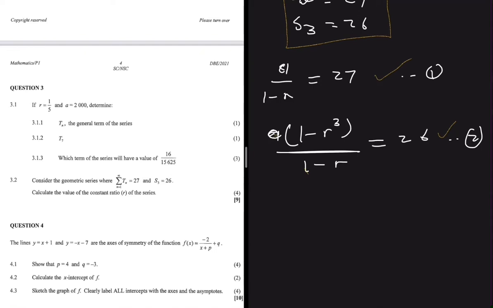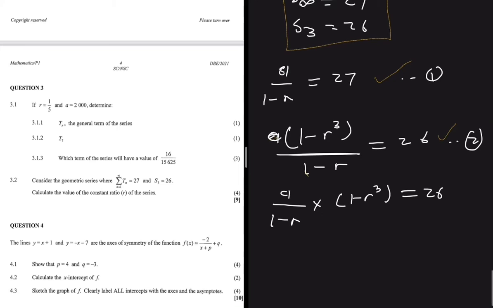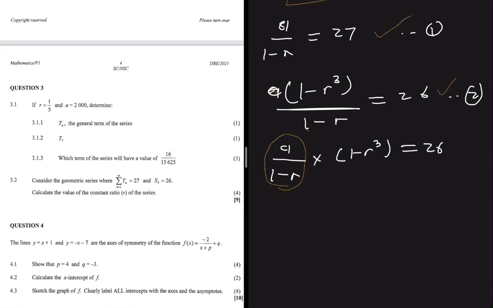Now, if you pay close attention, you'll realize that equation 2, you can write in terms of a divided by 1 minus r multiplied by 1 minus r to the power 3 equals 26. But what is this term here, a divided by 1 minus r? From equation 1, we're saying that that is equal to 27. So we're going to get 27 multiplied by 1 minus r to the 3 equals 26. So now we have isolated r and we're just solving for it.